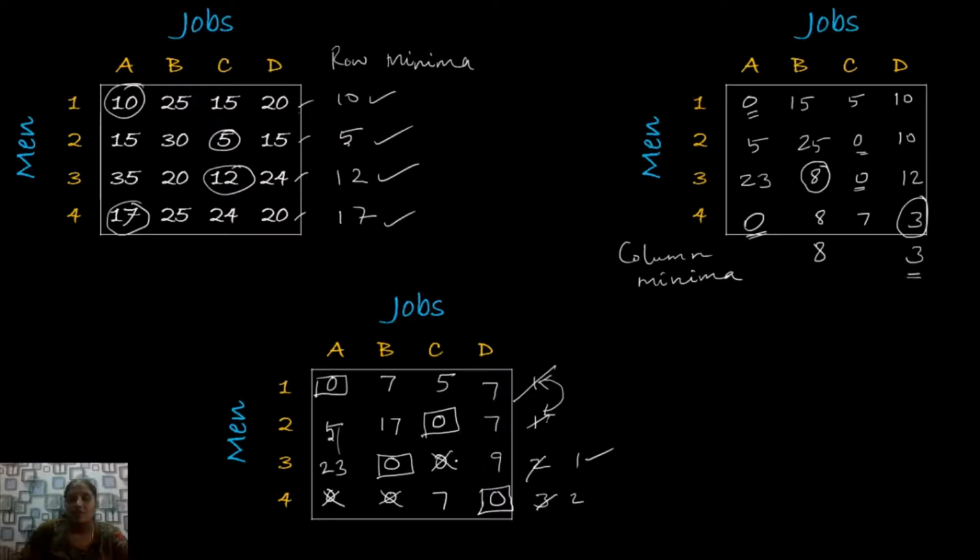Now look at the cost matrix. Here all the rows and all the columns have exactly one assignment. None of the rows or columns is left without an assignment, which means the optimum assignment is attained.